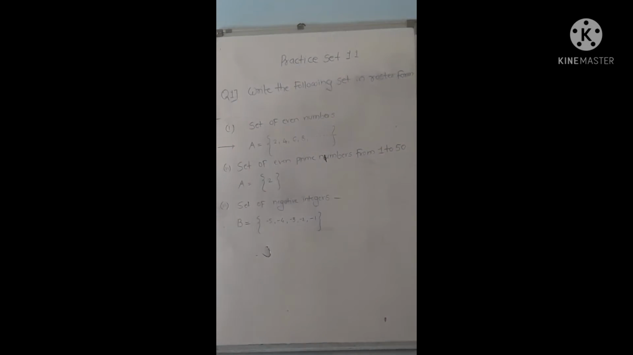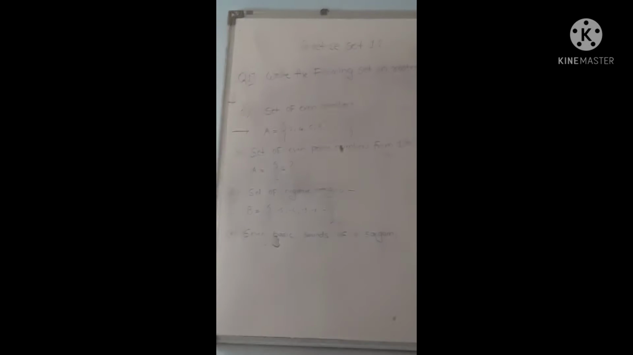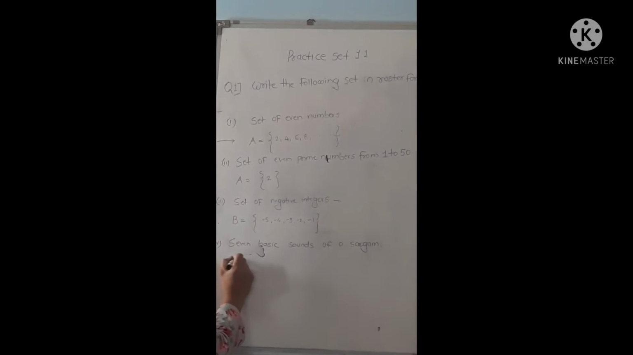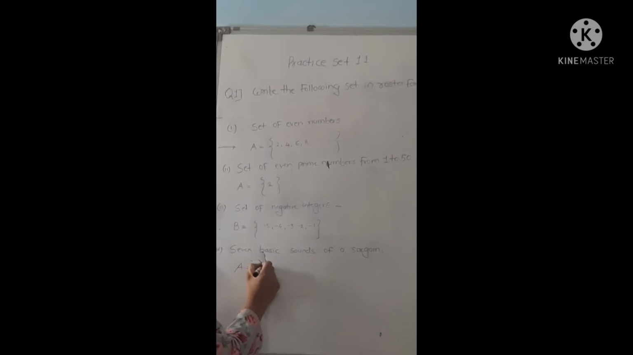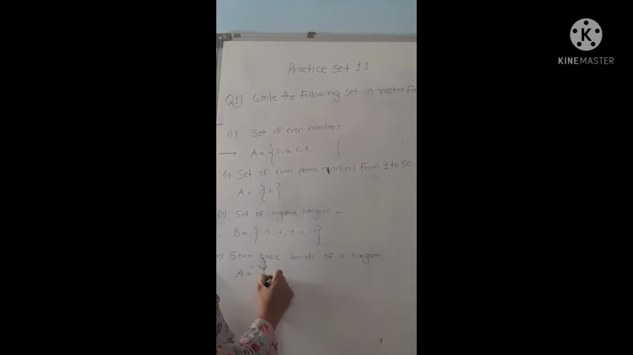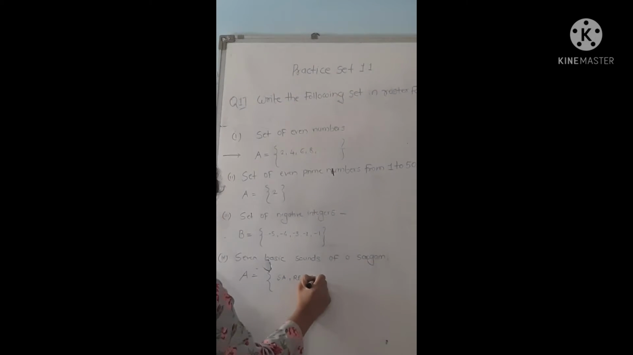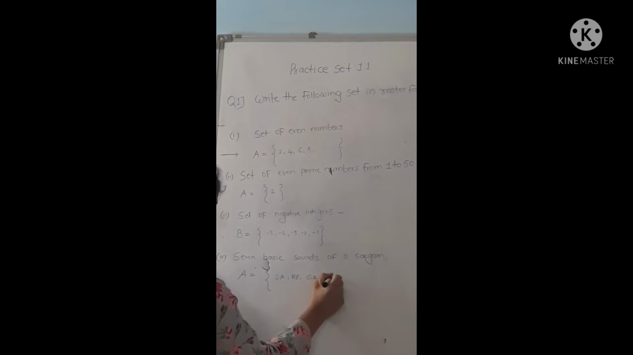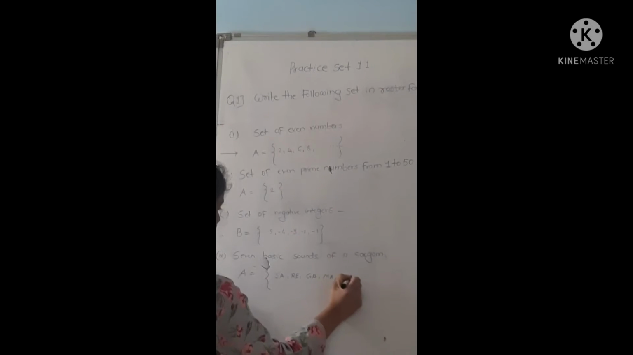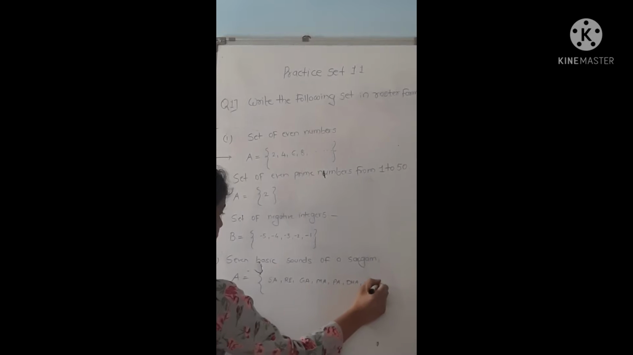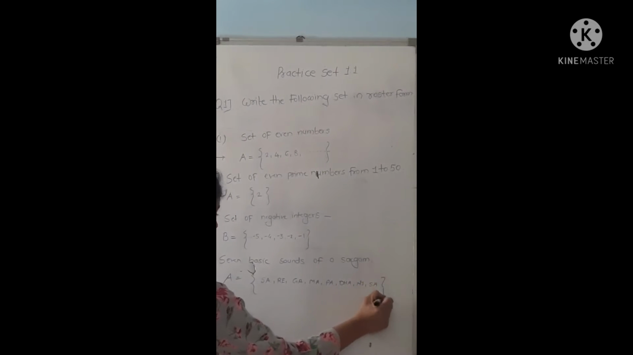Then next one. Fourth one, 7 basic sounds of a sargam. A is equal to sa, re, ga, ma, pa, dha, ni, and sa. Okay.